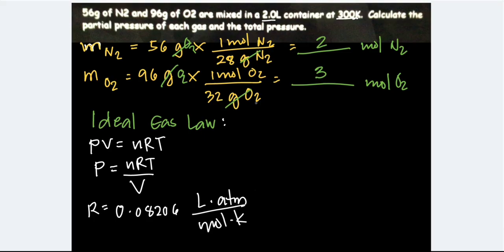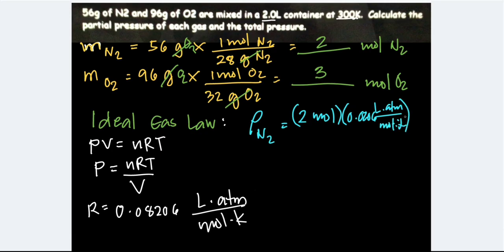We use this one. So partial pressure of nitrogen, this is 2 moles. Okay, 2 moles times R, 0.08206 liter atmosphere per mole Kelvin, times 300 Kelvin divided by the volume, 2 liters. We'll make sure we cancel the units. Mole cancels out, liter and Kelvin, so we're left with atm. So our pressure's unit is atmosphere.